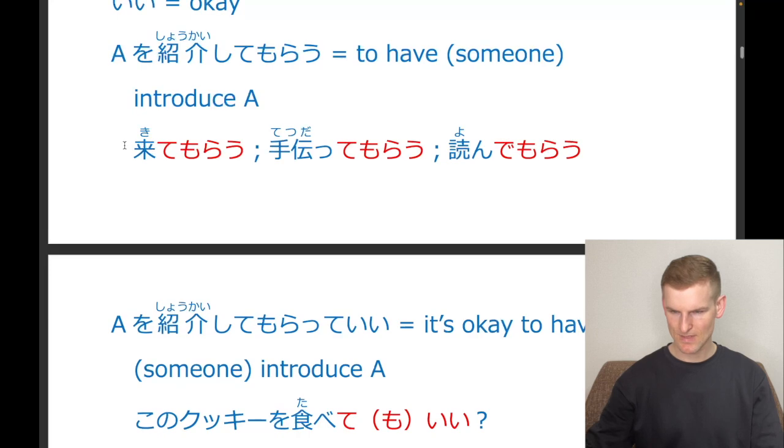Okay, so 来てもらう. 来る is the verb here, which means to come. You say 来てもらう, it means to have someone come. Okay, 手伝う means to help. 手伝ってもらう, to have someone help. Okay, so you're just using the te form of the verb and then adding もらう to have that person do that thing. 読んでもらう, to have someone read something. Okay?